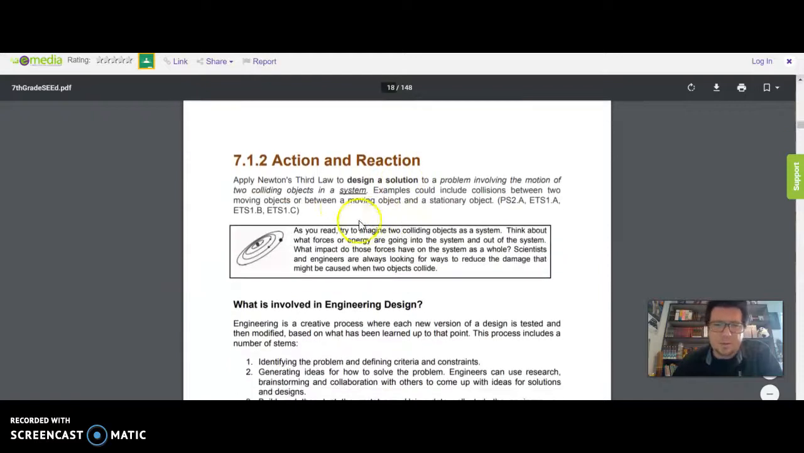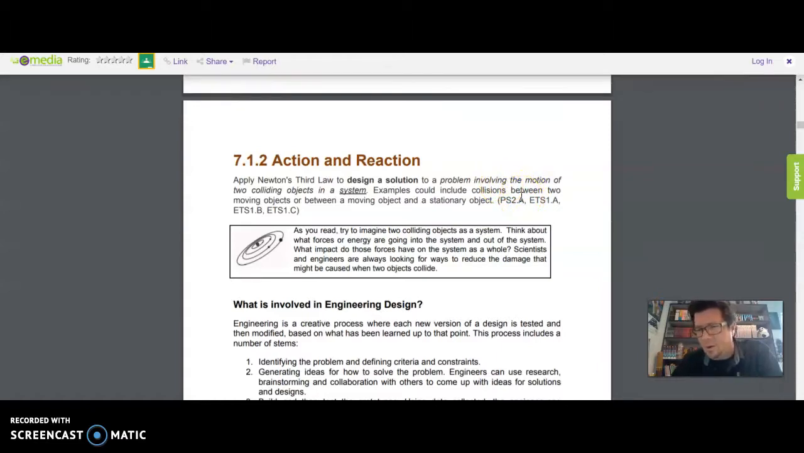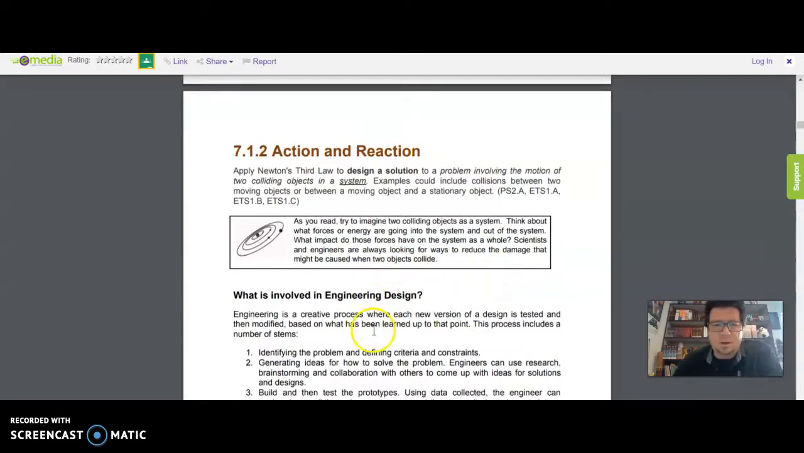Okay, so we're going to be looking at Newton's third law: that when an object has force applied upon it, it responds equally.